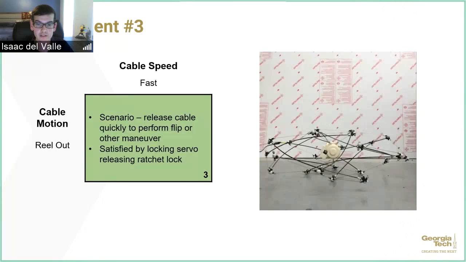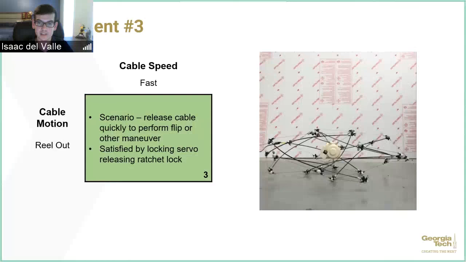The third requirement is satisfied by a servo that releases the ratchet lock. As the lock is disengaged, the ratcheting gear is now free to rotate in either direction, allowing the tensegrity unit to rapidly release any stored elastic potential energy.